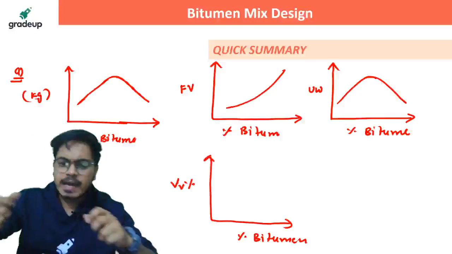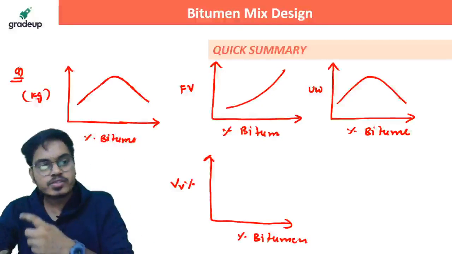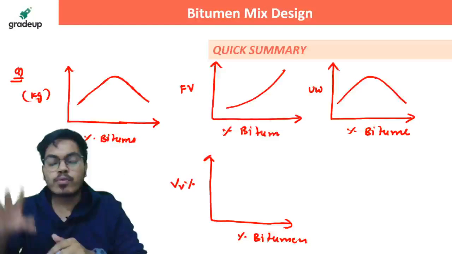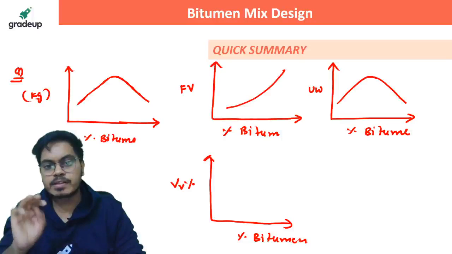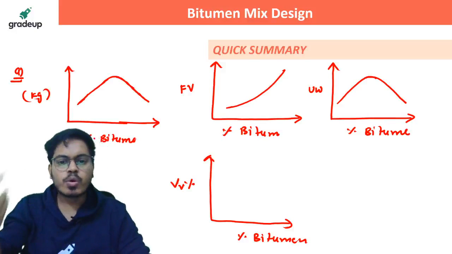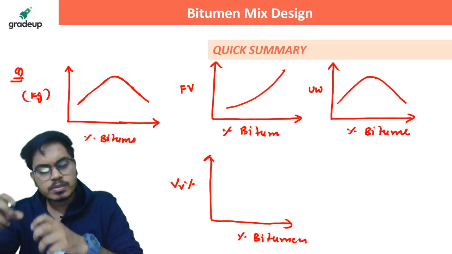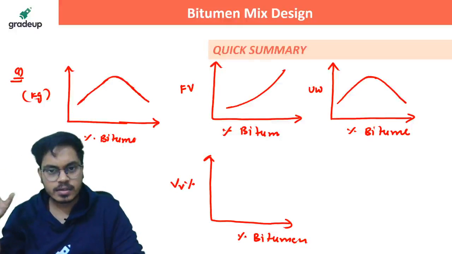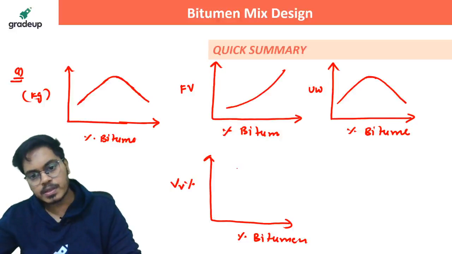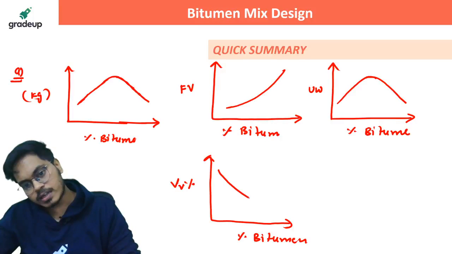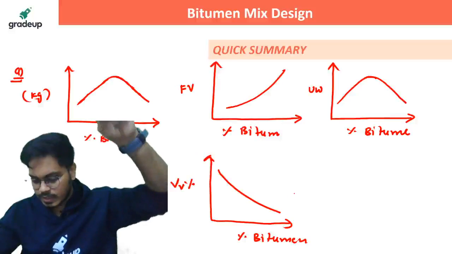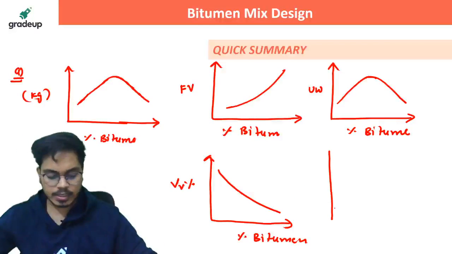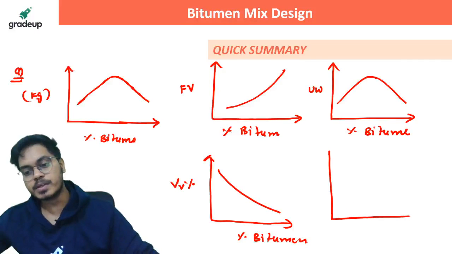Please tell me, as I am increasing the bitumen, where is it going to stay? Initially the total number of people staying in my hotel was 30. Now more people are coming. So what is going to happen? The number of rooms which are vacant will start decreasing, right? So obviously the volume of voids starts decreasing because bitumen is entering in that. Very good, Fatima.